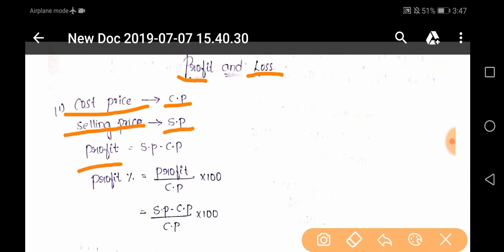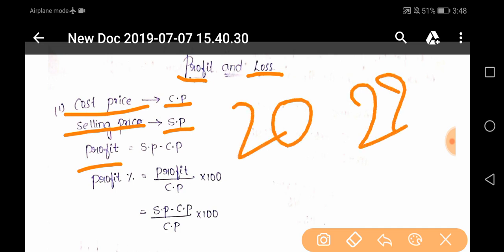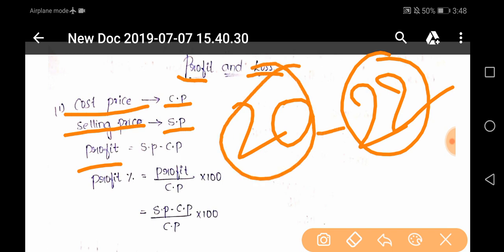Coming to the profit, profit comes when we sell the item for more than the cost price. For example, if we buy a 20 rupees pen and sell it for 22, then what is the profit? 2 rupees is the profit. How did you get it? Selling price minus cost price.